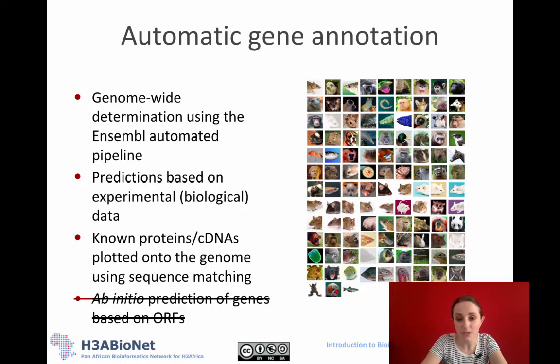All of the sequences we use are real biological experimental data. One of the misconceptions people often think when you say automatic gene annotation, it means you're just looking for open reading frames in the genome. This is not the way that we do automatic gene annotation. We have to have real biological evidence.